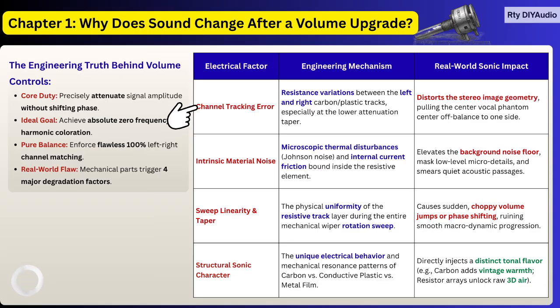First, channel tracking error, which shifts your stereo imaging off balance. Second, intrinsic material noise, which raises the noise floor and masks micro details. Third, sweep linearity, causing erratic volume jumps. And fourth, structural sonic character, where materials like carbon or plastic inject unique tonal flavors. Shifting your potentiometer changes the baseline clarity of your entire machine.